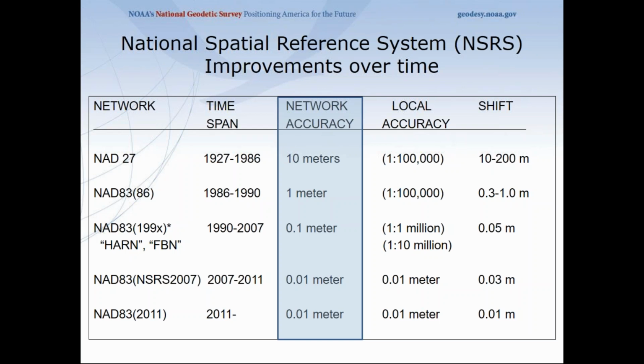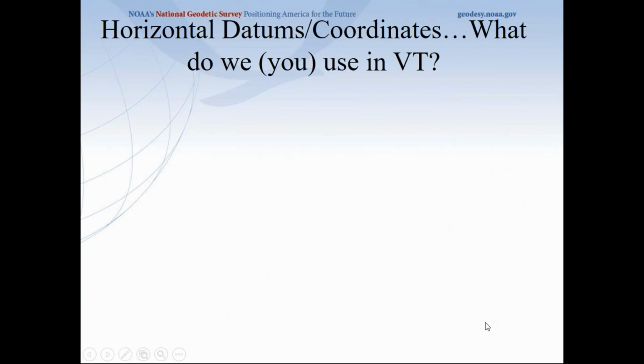But obviously, as you can see, now that we're able to measure across the country, we have a much better accuracy on a network scale. As a matter of fact, we have network accuracies that really are approaching the level of our local accuracies. So that's what we have available.